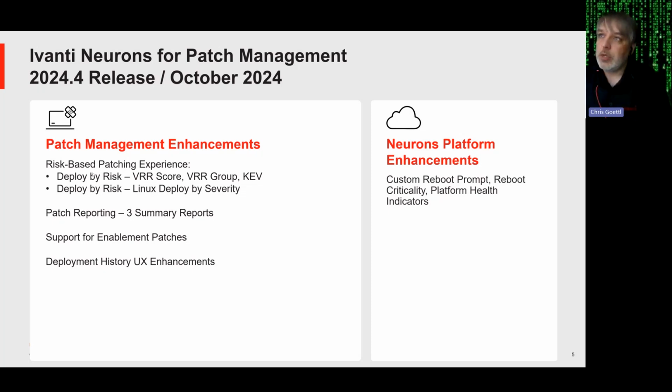The October release, we're expanding on that by adding some additional deploy by options. The ability to use our VRR score, VRR group, and known exploited vulnerability content to be able to prioritize things like getting a more targeted focus on exposure-based remediation in that 0-day response task, and even the priority updates if you needed to there. Patch reporting, big one that a lot of you have been asking for.